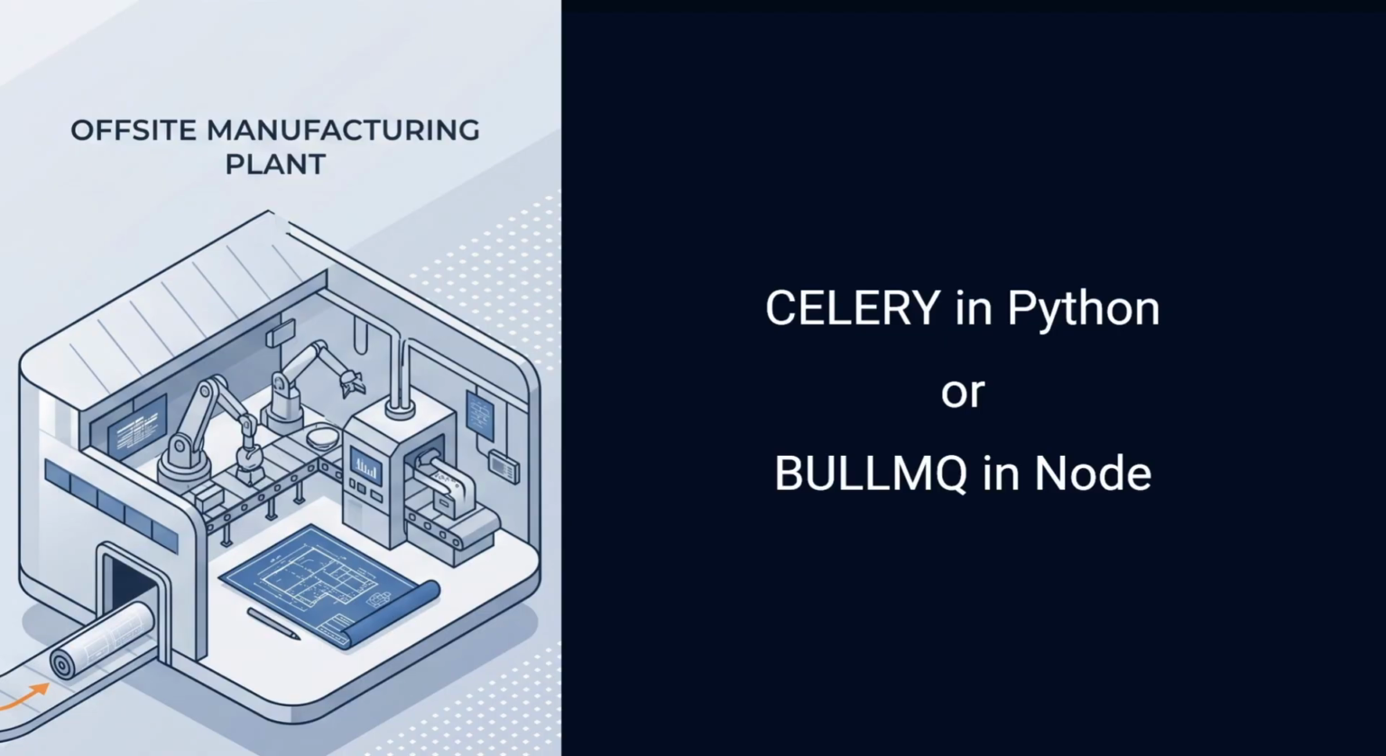Tools like Celery in Python or BullMQ in Node are those offsite plants. They sit far outside your web server, running massive heavy machinery for minutes or hours at a time. To build enterprise-grade AI systems, you have to understand exactly what happens inside these factories. Let's break down the four mechanics.